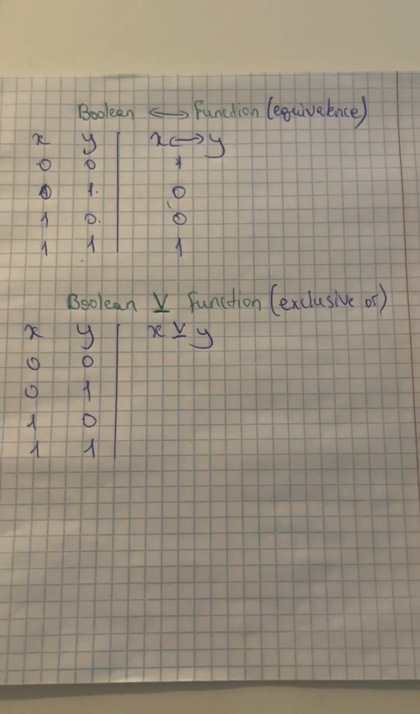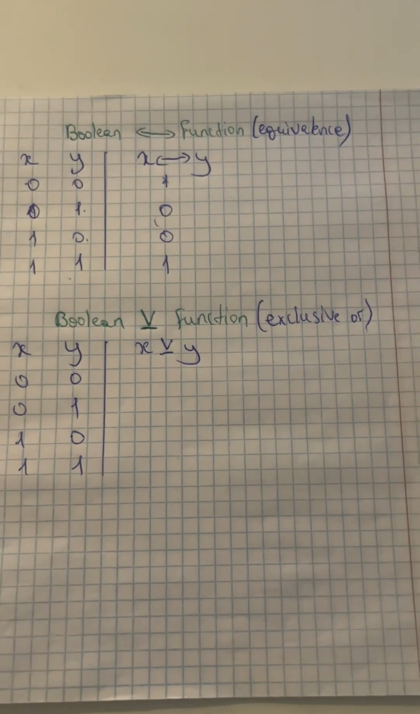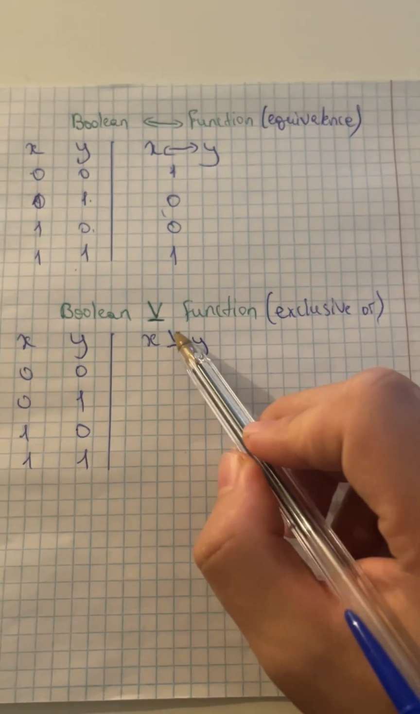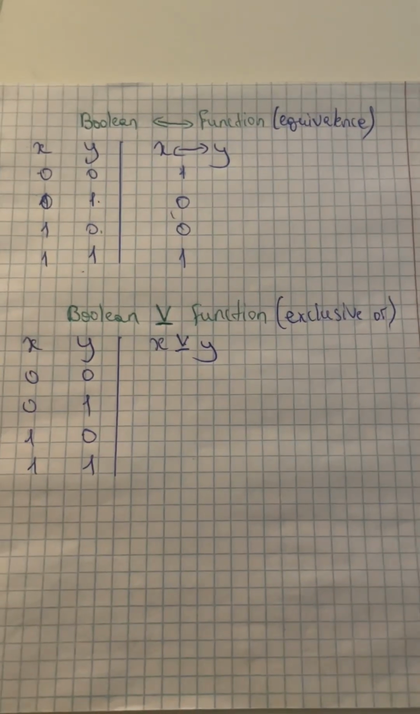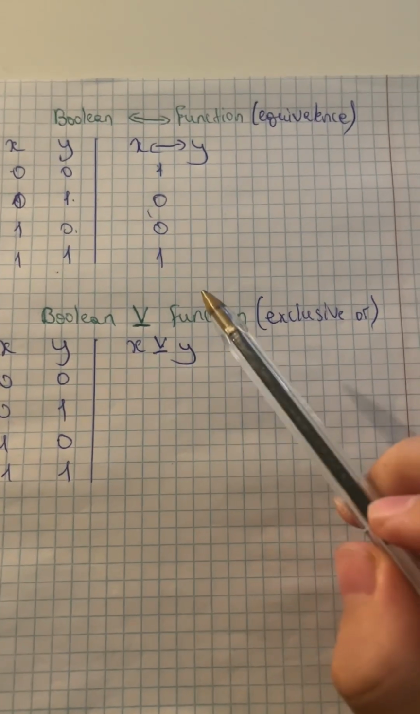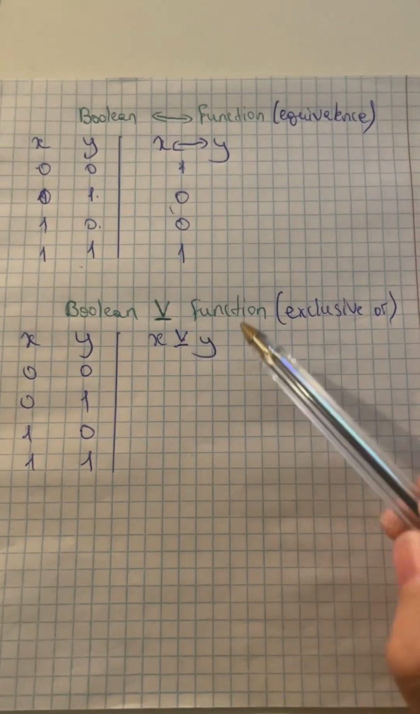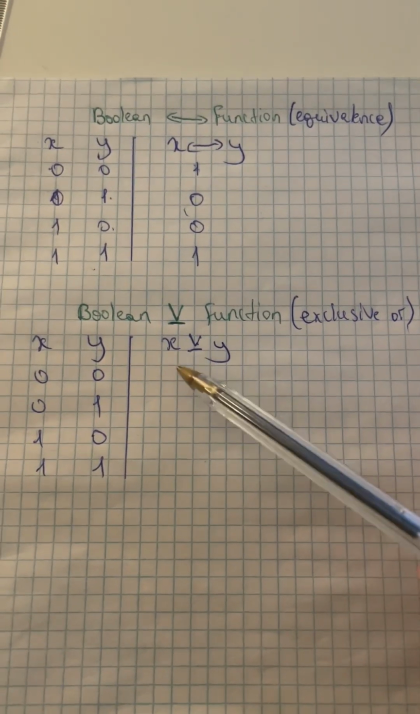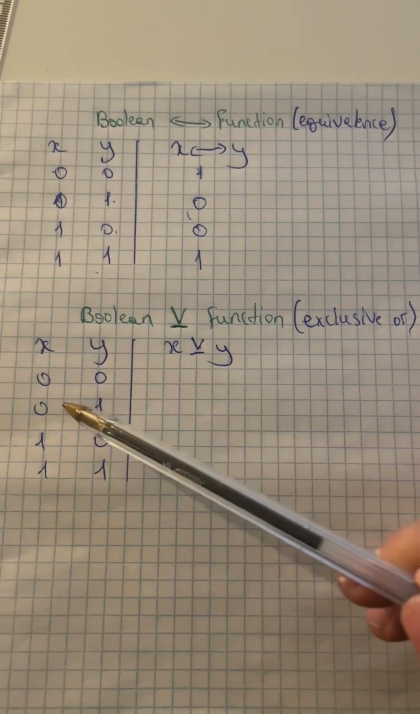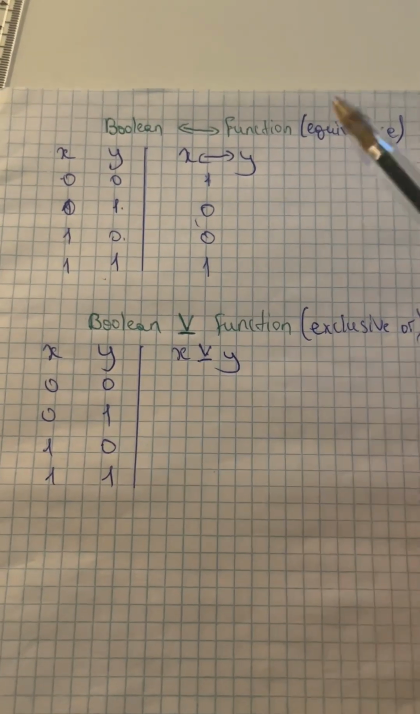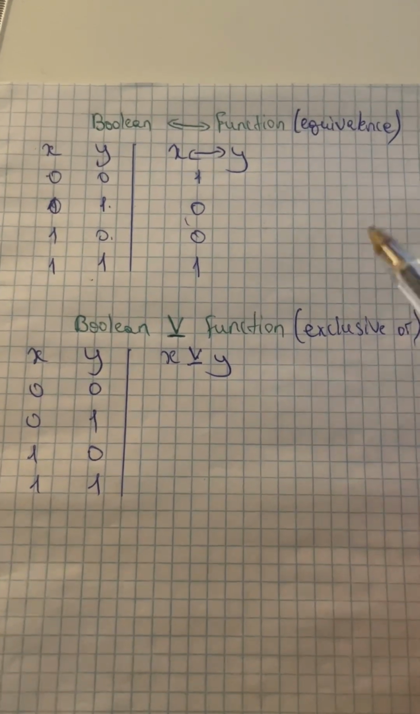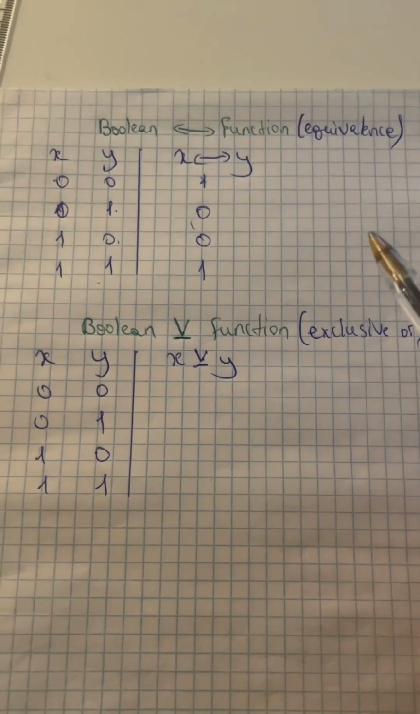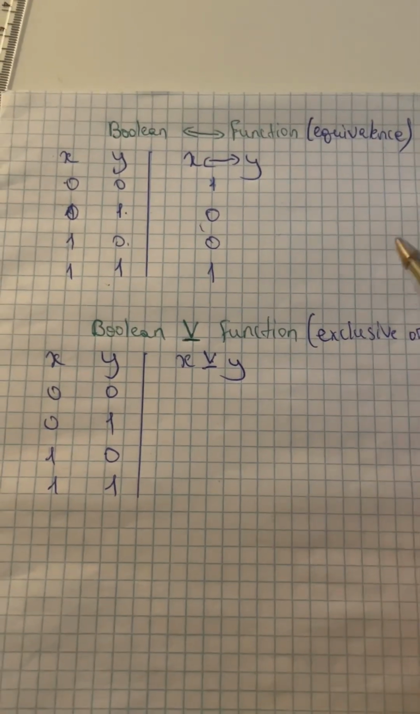Let's see another interesting function, Boolean exclusive OR function. You may note that this looks like Boolean OR function, right? Yes, you're correct. But unlike Boolean OR function, where the result can be true if either x or y is true or both of them, here it requires exactly one to be true while the other is false.